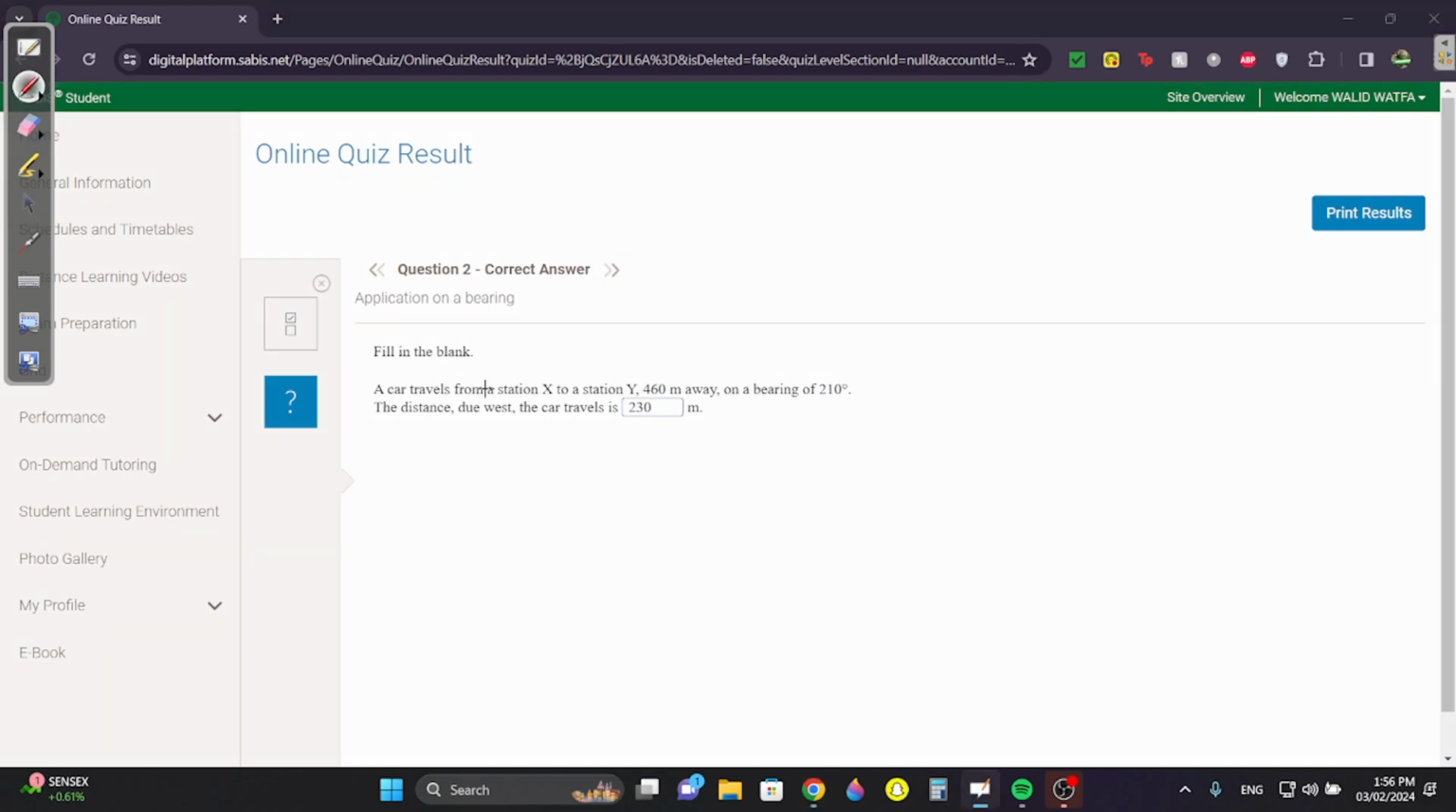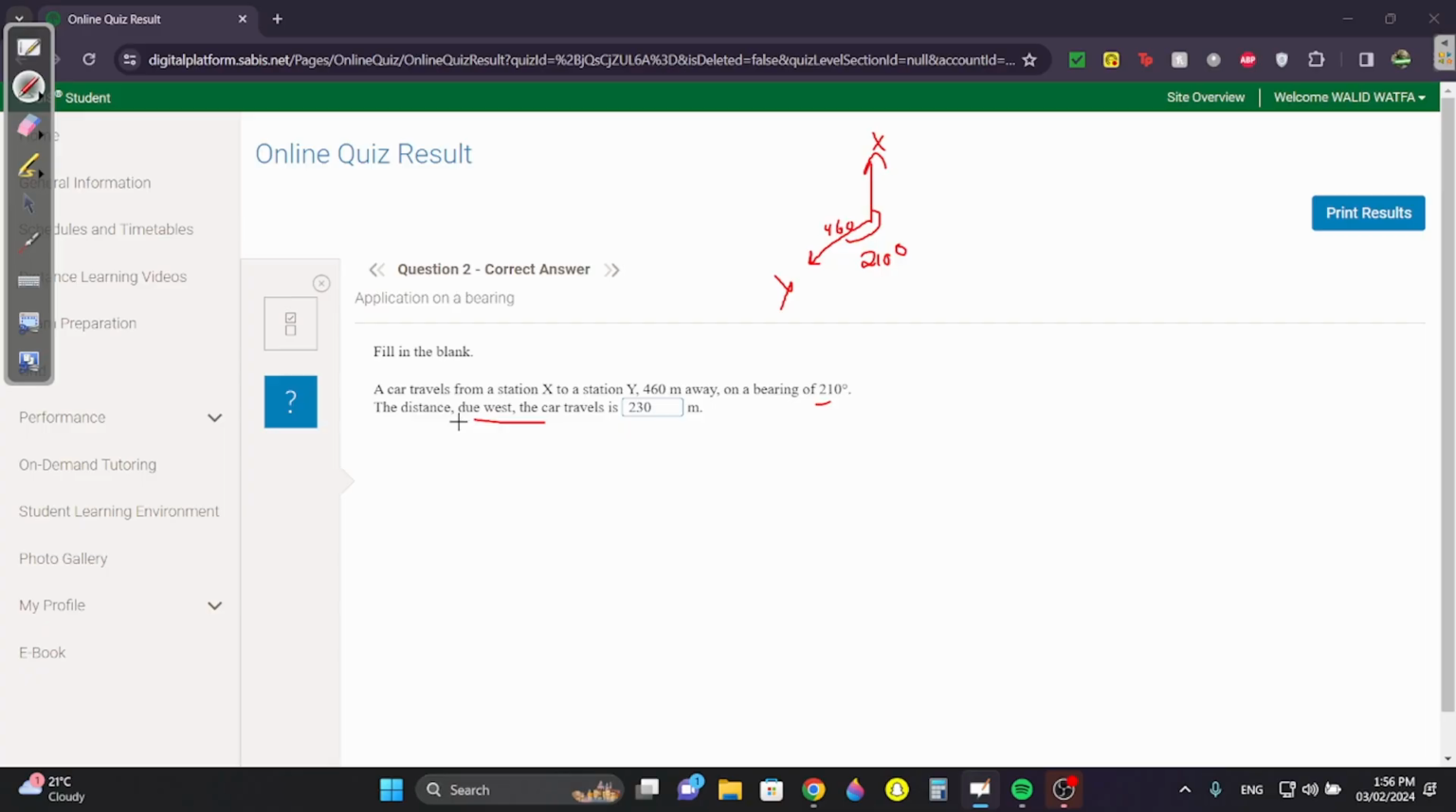A car travels from a station X to a station Y, 460 meters away on a bearing of 210. Find the distance due west. Look, you have station X. It travels, let's say, here's X, to a station Y, 460 meters away on a bearing of 210. The easiest way to solve these questions is always to draw them as lines. So this is your X. Then on a bearing of 210 degrees, it's going to go down, that's 90, 180, so something like this, 210 degrees. You have station Y, and it's 460 meters.